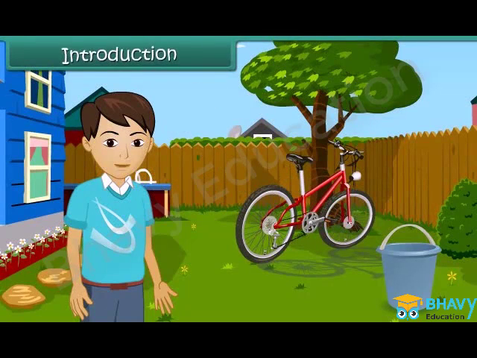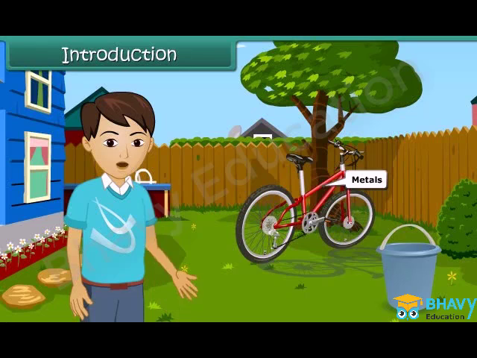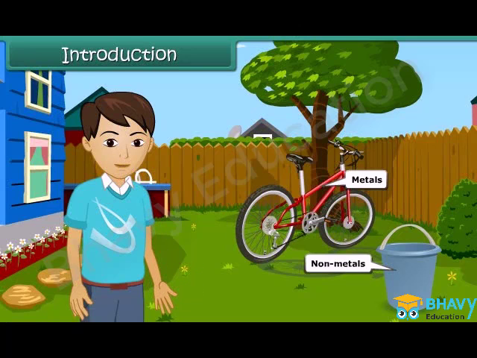Introduction. Hi friends, as we all know that we can see so many things in our surroundings. They are made up of different materials. Some of them are hard in nature and are called metals, while most of them are soft and so they are called non-metals. So in this module, we are going to learn about properties and uses of metals and non-metals.